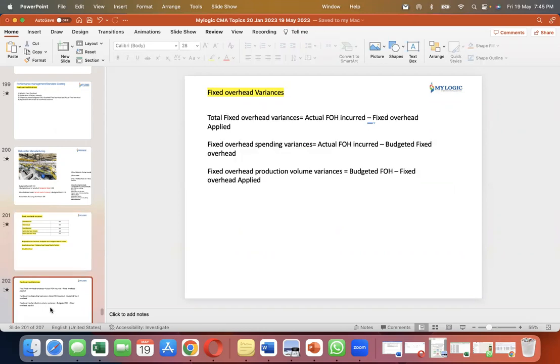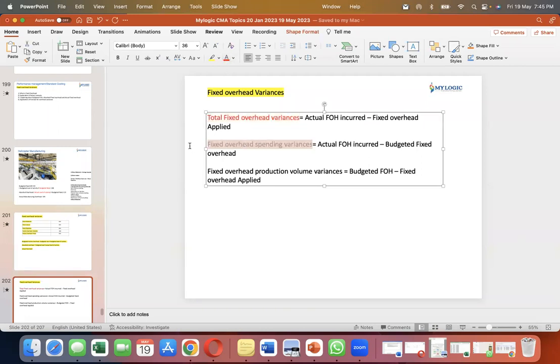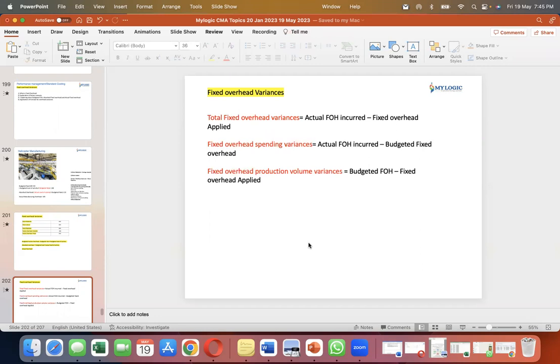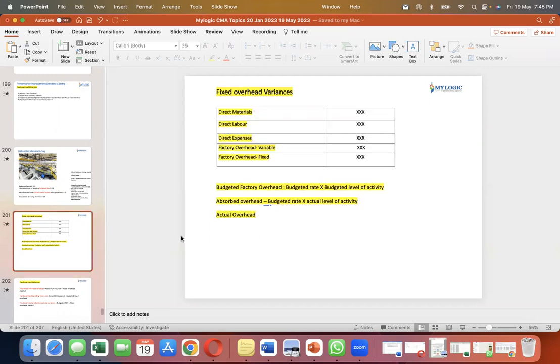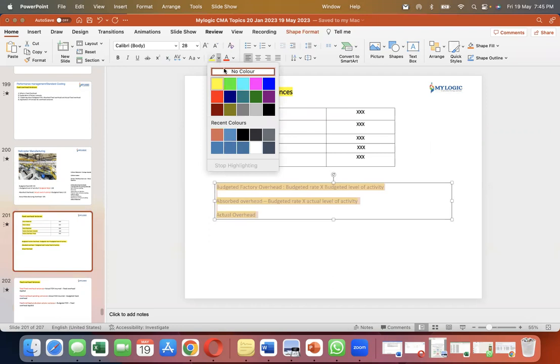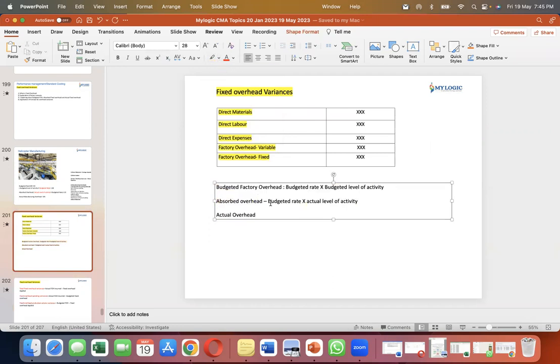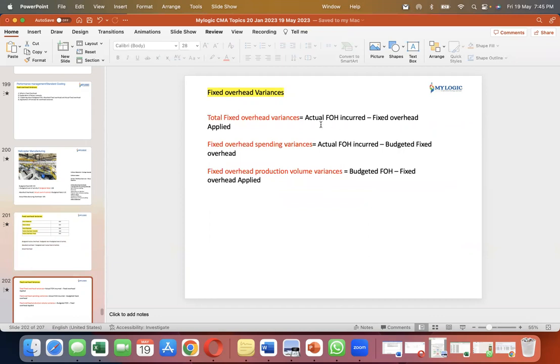When it comes to fixed overhead, all you need to remember are three equations: total fixed overhead variance, fixed overhead spending variance, and fixed overhead production volume variance. Here the master chart is nothing but calculating three elements. What is my budgeted fixed overhead? What is my absorbed overhead? And what is my actual overhead? Once you identify these three, you can resolve them with the equations.